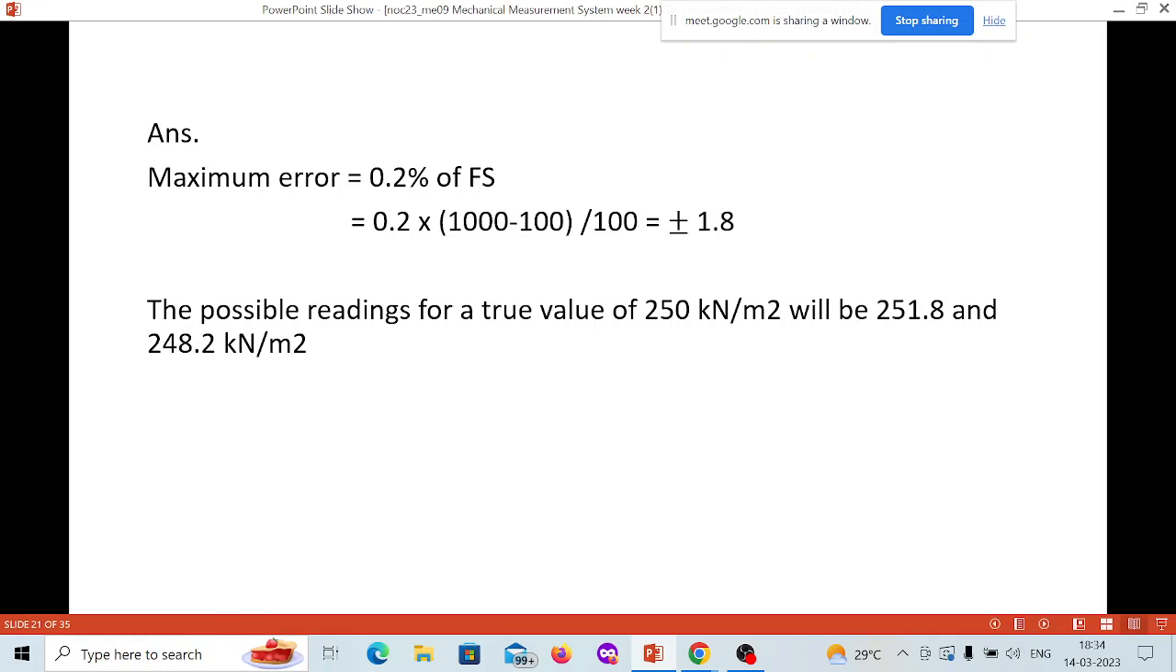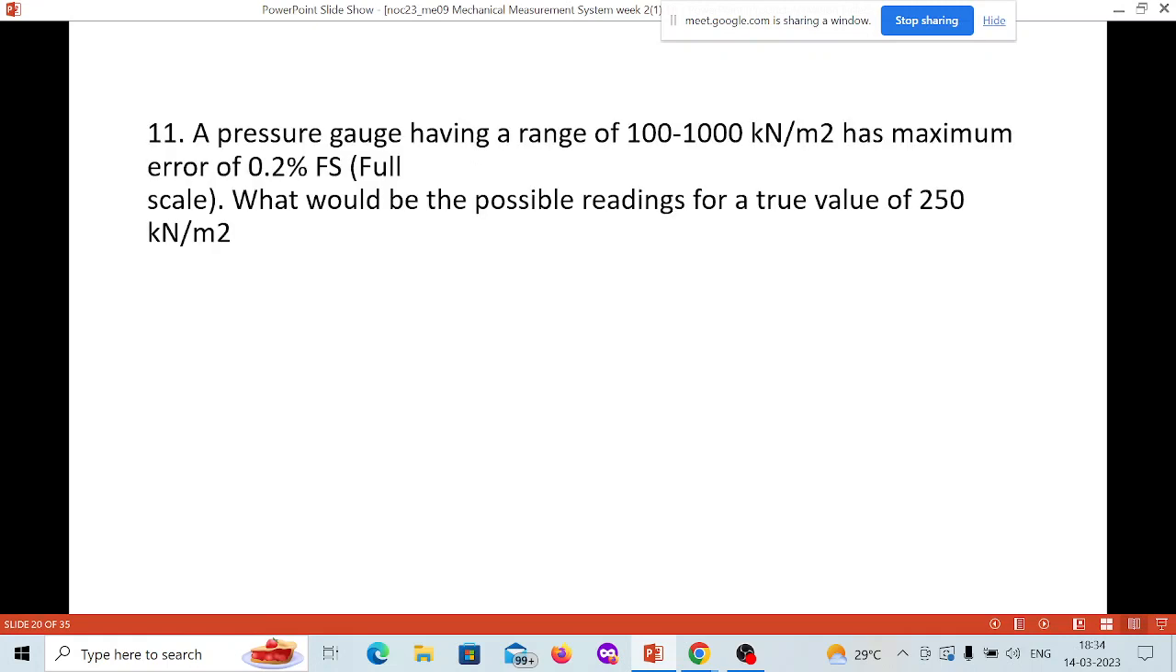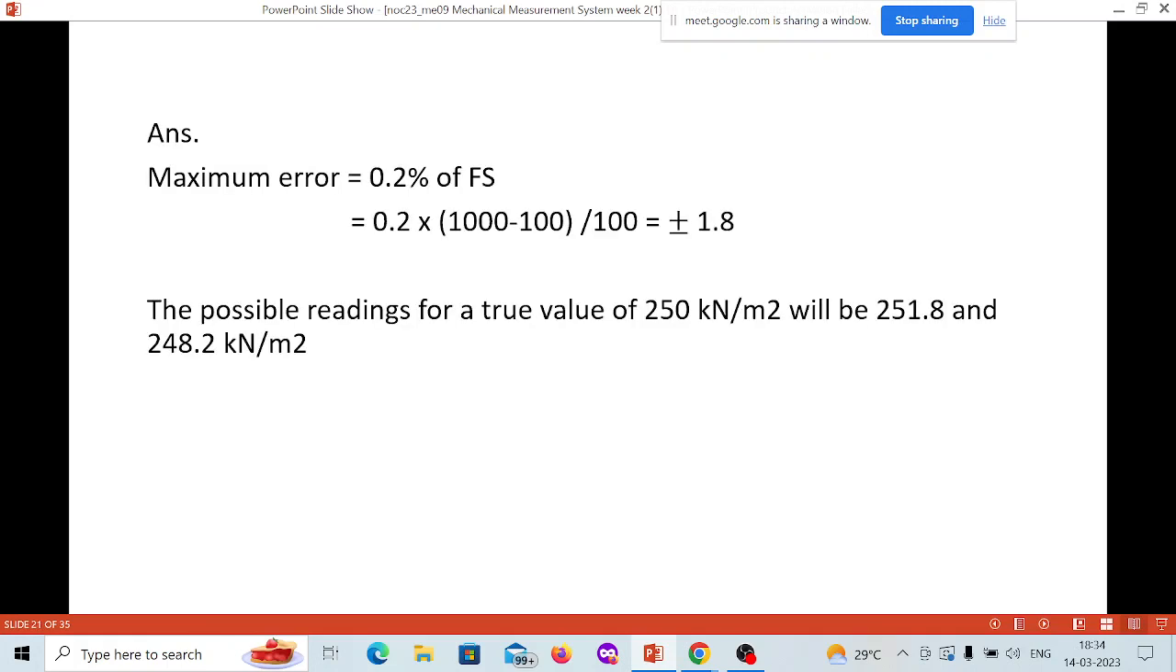They are asking what would be the possible readings for a true value of 250. So the possible readings can be 250 minus the error or plus the error. It could lie in that interval: 250 plus or minus 1.8. That could be the interval where the true value of 250 can be indicated. So the possible readings for the true value will be 251.8 or 248.2. Whichever lies between 248.2 and 251.8 can indicate 250 as the true value.